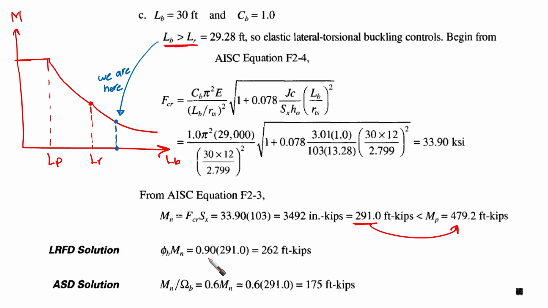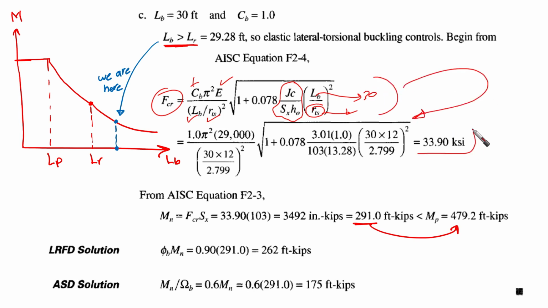Okay, we are here. So Fcr can be calculated easily. Cb is 1, pi squared E, known for us. Lb is 30, rts already calculated before. J, c, Sx, ho, they are known to us, whether from the tables or that we have calculated before. Lb is 30, rts is already known. Substitute all of this in the equation and obtain the output, which is 33.9.